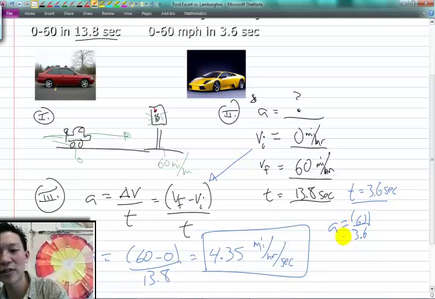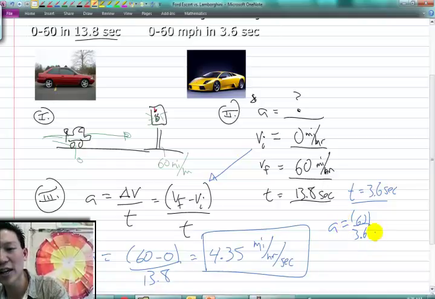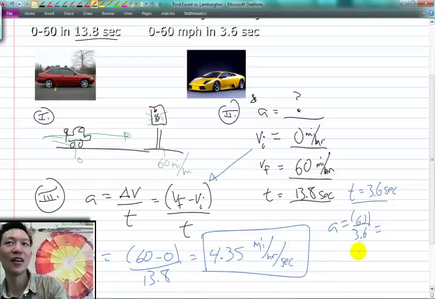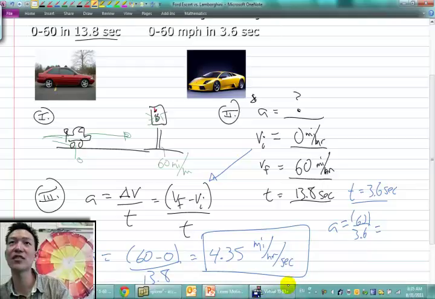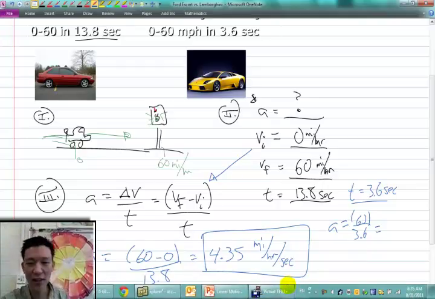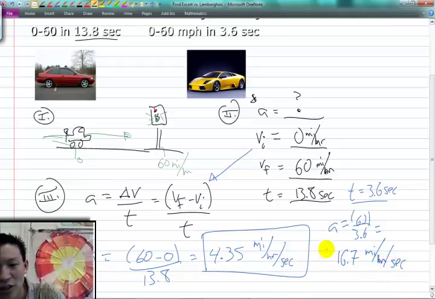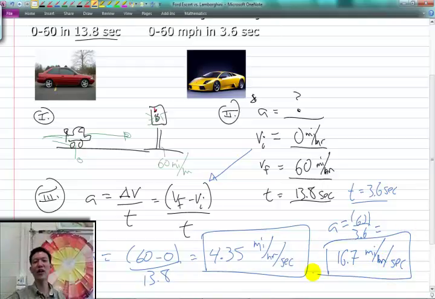60 over 3.6, what do you get? A crazy number, right? The acceleration is, what does it round off to? Punch it in. 60 over 3.6. Survey says, boom. So like 16.7. Holy guacamole. Miles per hour per what? Seconds, okay? So now if you look at this, there's a way to quantify the acceleration of the two cars.